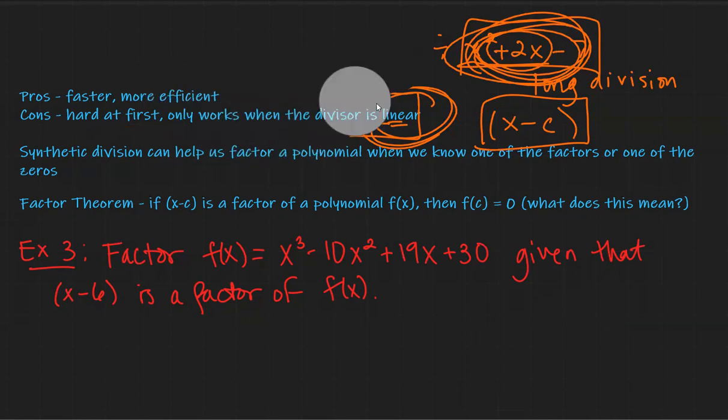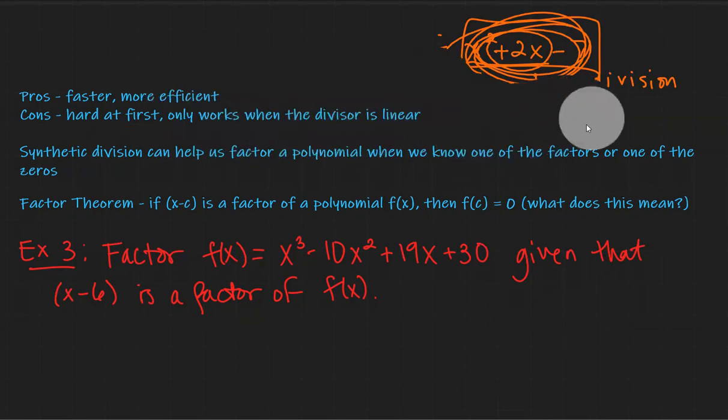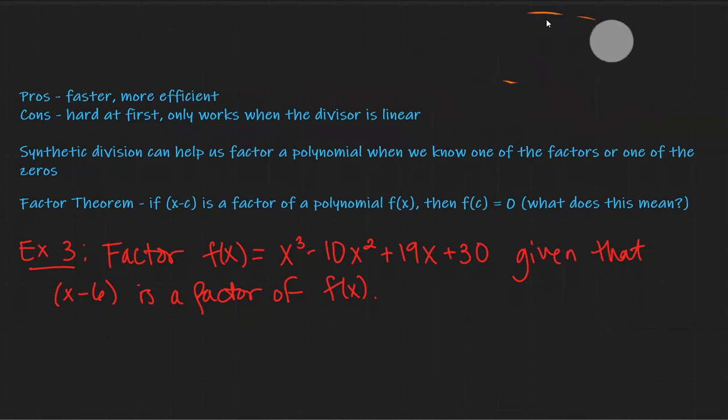Okay, so that's the benefits and the drawbacks of synthetic division. Synthetic division can help us factor a polynomial, especially when we know one of the factors or one of the zeros. Remember zeros, we talked about this term. It's synonymous with x-intercepts, and it's also the same thing as when we say roots. Make sure that you remember that these three terms are almost the same thing, okay?